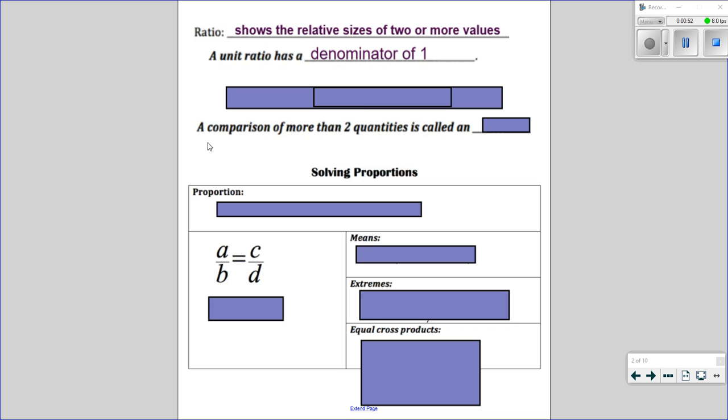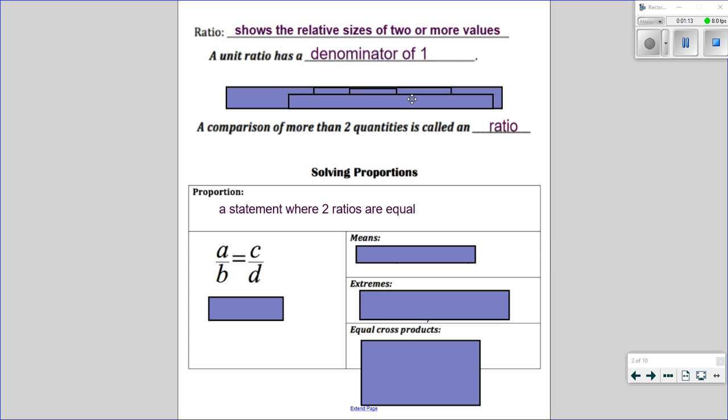So in that case, that would be a comparison of more than 2 quantities, which is called a ratio, because again, you're comparing one to the other. So for $1, you're getting 3 oranges. And if you got $2, then you get 6 oranges. And this leads us to proportion. A proportion is a statement where two ratios are equal. You'll have a formula or an equation where it's A over B equals C over D. And you could also write it as A is to B as C is to D.